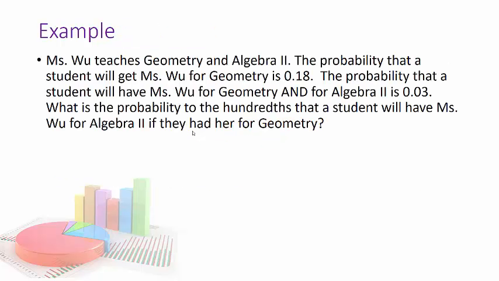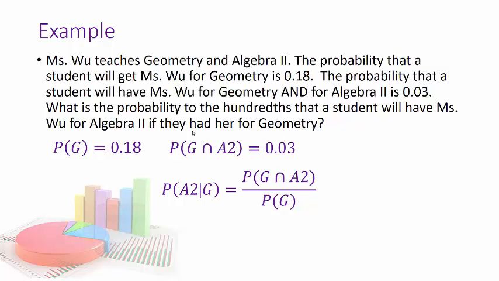All right. So here's an example. Miss Wu teaches Geometry and Algebra II, and the probability that a student will get Miss Wu for Geometry is 0.18. The probability a student will have Miss Wu for Geometry and Algebra II is 0.03. What is the probability to the hundredths that a student will have Miss Wu for Algebra II if they had her for Geometry? So let me write down my probabilities. I know the probability of someone having Miss Wu for Geometry is 0.18. The probability of someone having her for Geometry and Algebra II is 0.03.